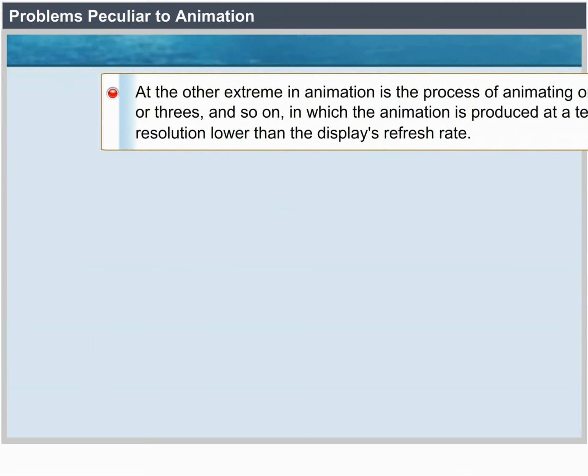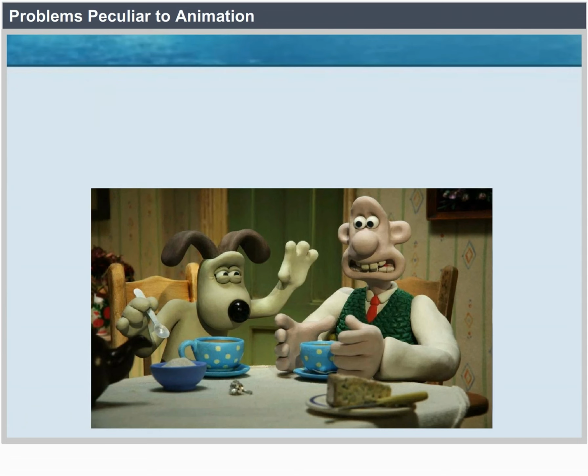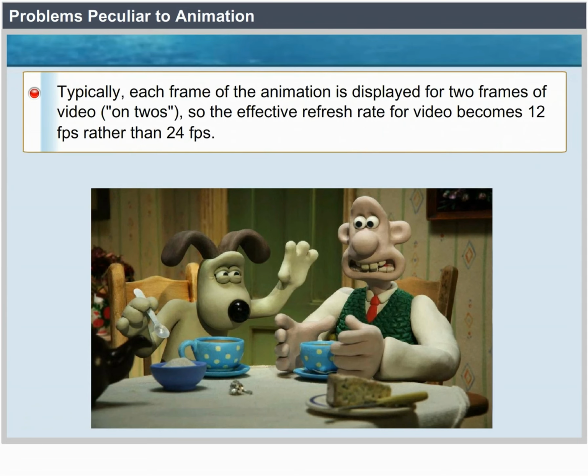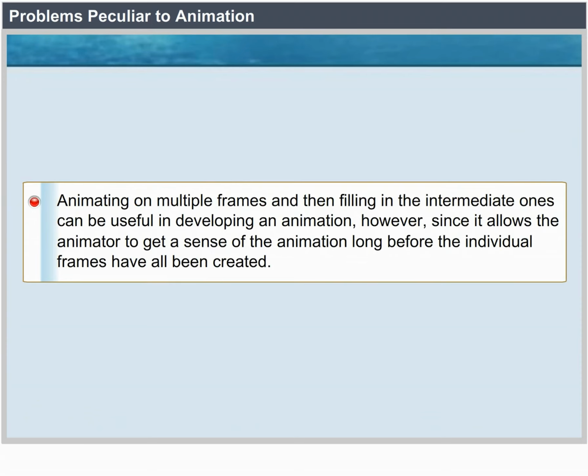At the other extreme in animation is the process of animating on 2s or 3s, and so on, in which the animation is produced at a temporal resolution lower than the display's refresh rate. Typically, each frame of the animation is displayed for 2 frames of video on 2s, so the effective refresh rate for video becomes 12 fps rather than 24 fps. This approach necessarily produces jerkier images if no temporal anti-aliasing is done, or blurrier images if it is. Animating on multiple frames and then filling the intermediate ones can be useful in developing an animation, however, since it allows the animator to get a sense of the animation long before the individual frames have all been created.